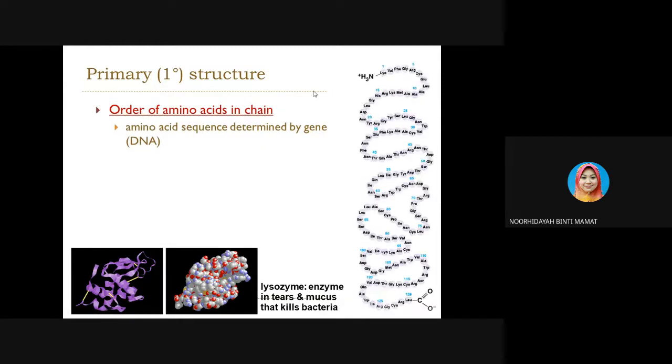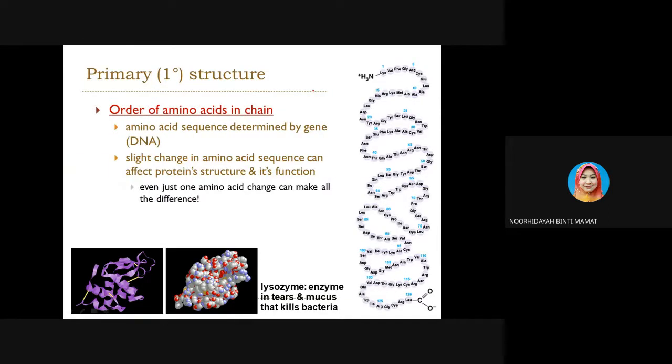The order of amino acids in the chain, so this is one polypeptide. The order of each amino acid in a chain is determined by the gene, by the DNA, right? Any slight change in the amino acid sequence can affect the protein structure and also its function. Even just one amino acid change can make all the difference.